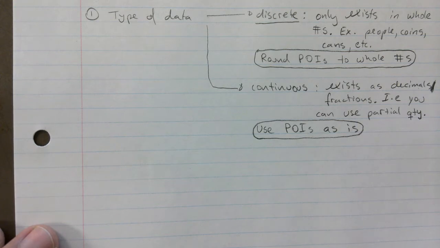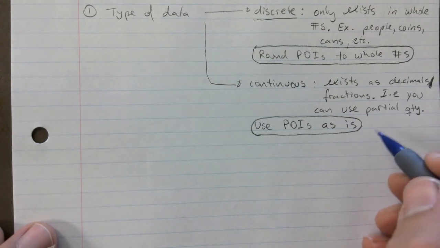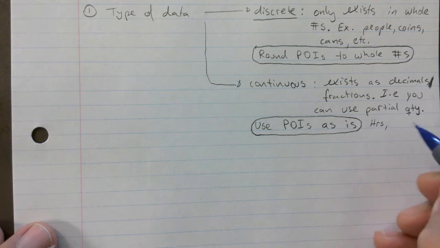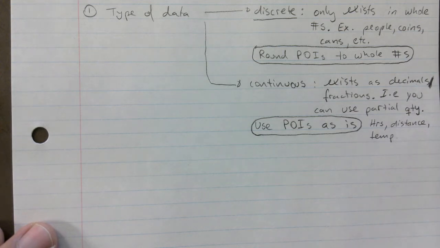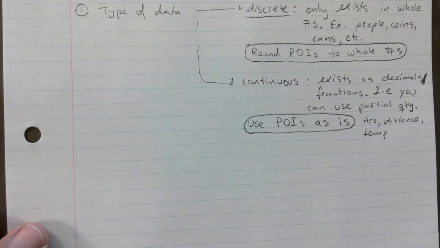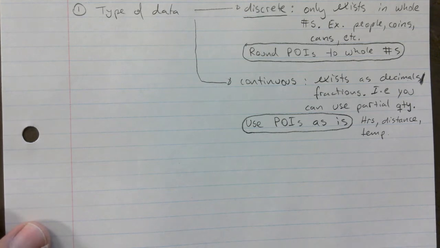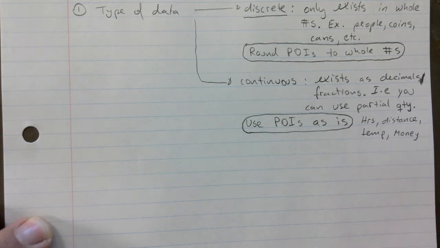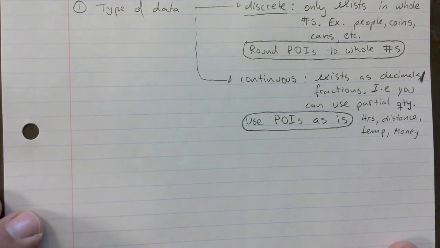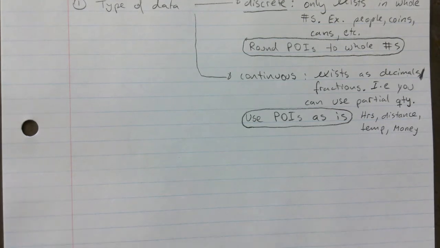I guess I didn't give you examples for continuous, but it could be hours, distance, temperature, anything you can measure is continuous, right? Anything that can be measured is continuous. So we got that. Oh, money. I should add money because that's important. We'll do a lot of questions involving money. So obviously money is all good, right? We can do partial, right?